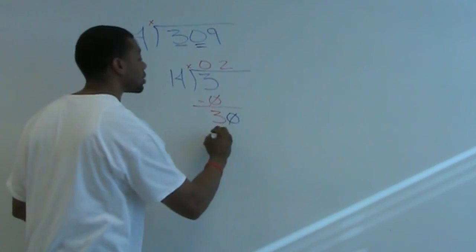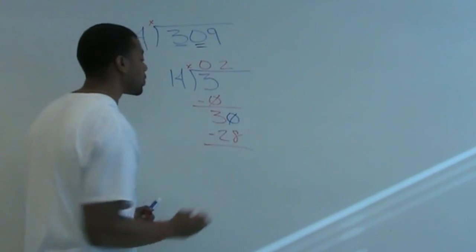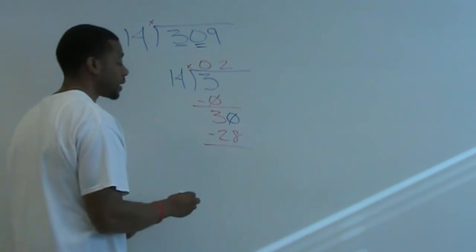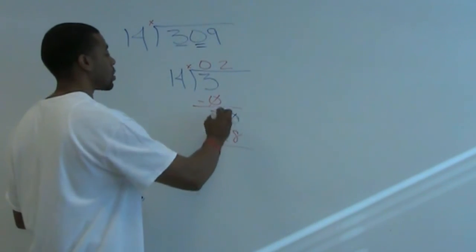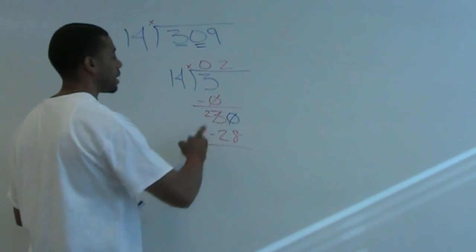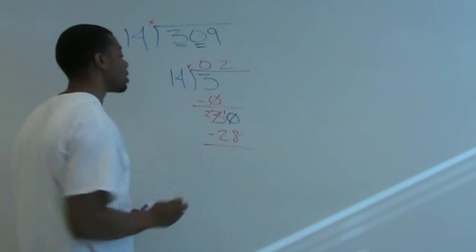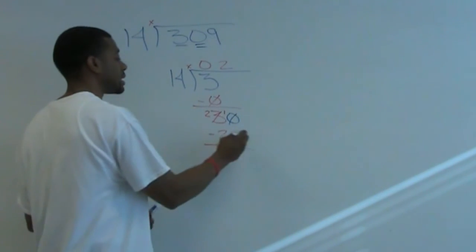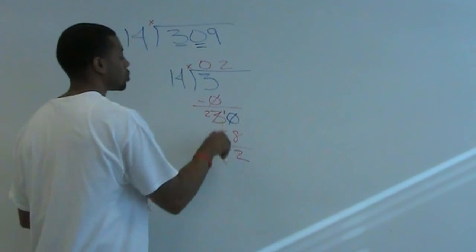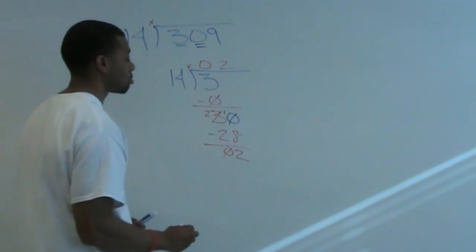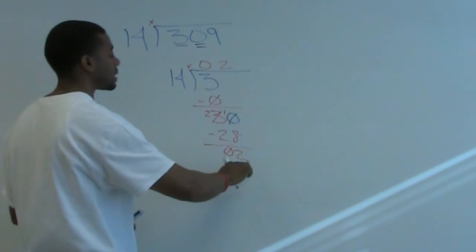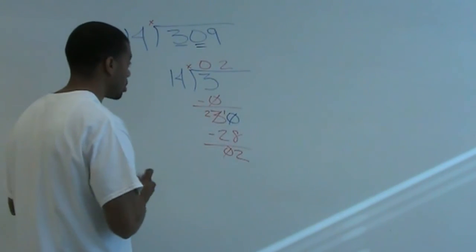14 times 2 again is 28. So now we need to subtract 28 from 30. I cannot take 8 from 0, so I need to regroup, making that a 2, bringing the 1 here, now making that a 10. 10 minus 8 is 2. 2 minus 2 is 0. Now I bring down my next digit, which is 9.